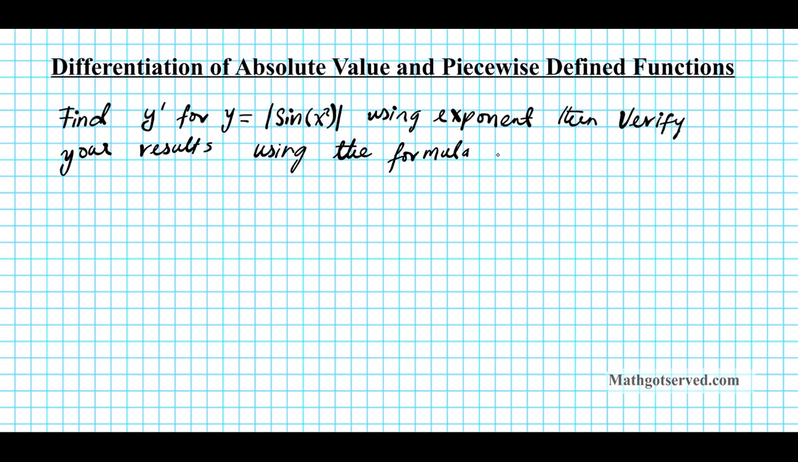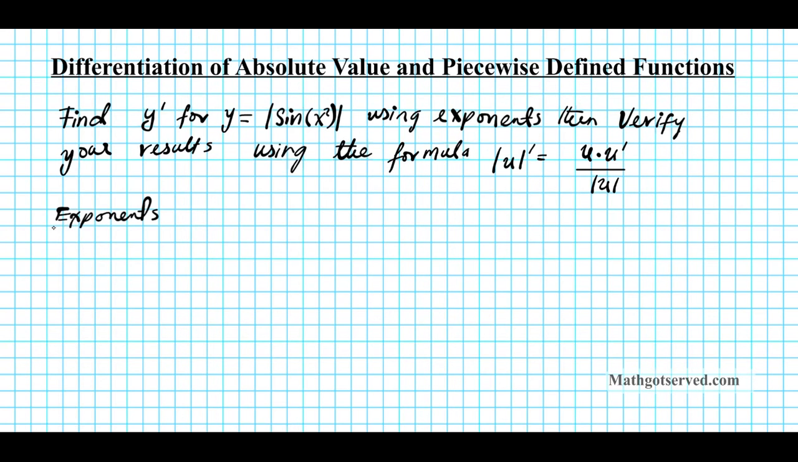Using the formula, the derivative of the absolute value of u is equal to u times u prime over the absolute value of u. Okay, so we're going to first of all find the derivative of this function using exponents. Then we're going to use this formula to verify that our result is correct. Okay, so method one is the method of exponents. All right, so how do we approach this problem?